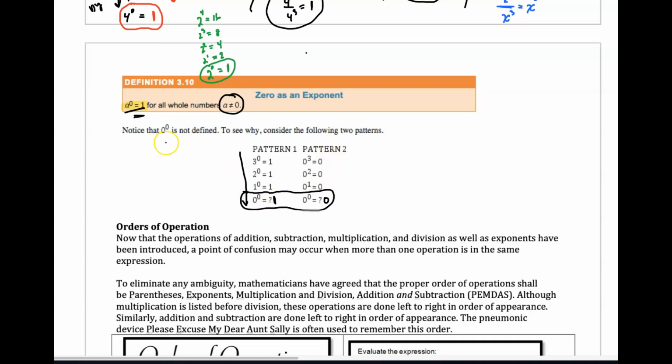We will say that it's not defined. We just don't know which one makes more sense. In this case, we're just going to say it's undefined or not defined.